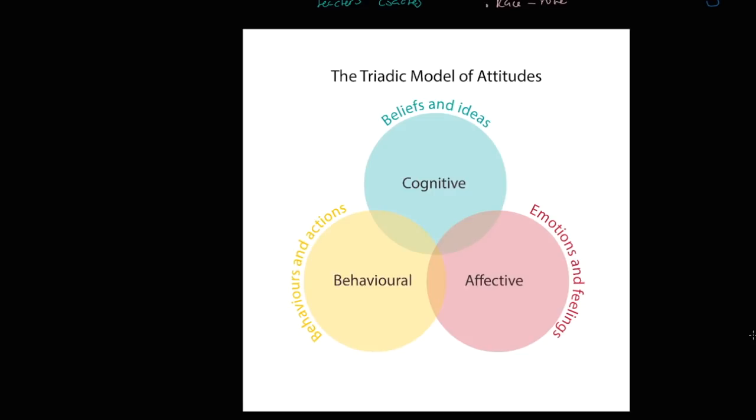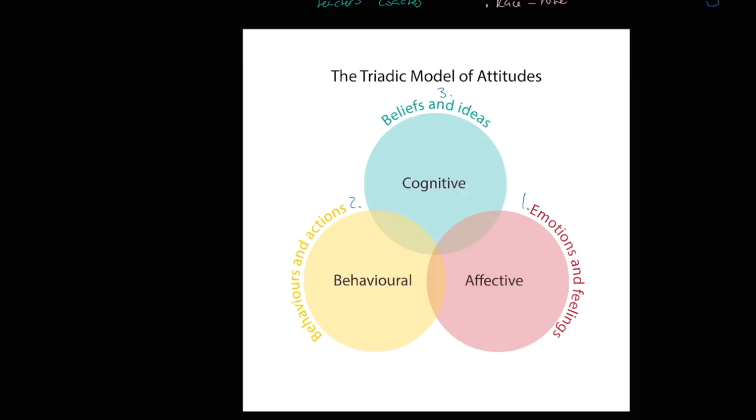Okay, so triadic model of attitudes. Basically what we're saying is we have got three components here. We have 1, we have 2, we have 3. Okay, and we need to understand that any attitude which ultimately will come out as a behavior, either through the things people say or the acts that they make, is representative of these three things.